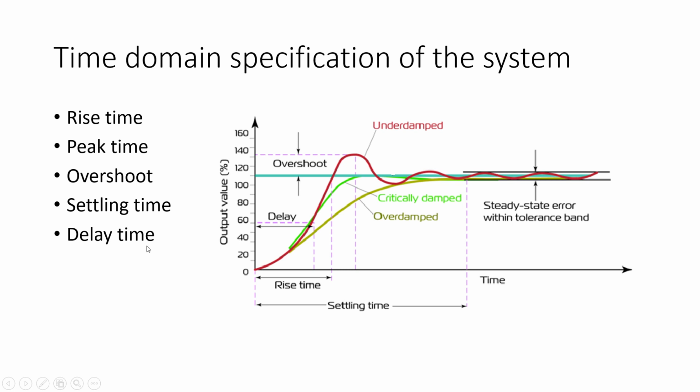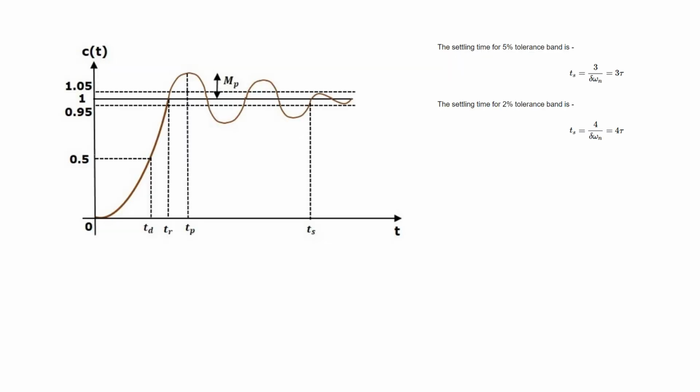Next is delay time. Delay time is the time required for the response to reach half of its final value, meaning 0 to 50% from the 0 instant. Same thing here, Td is 0 to 50%, rise time is 0 to 95%, and Tp is the peak time, when the first overshoot occurs.